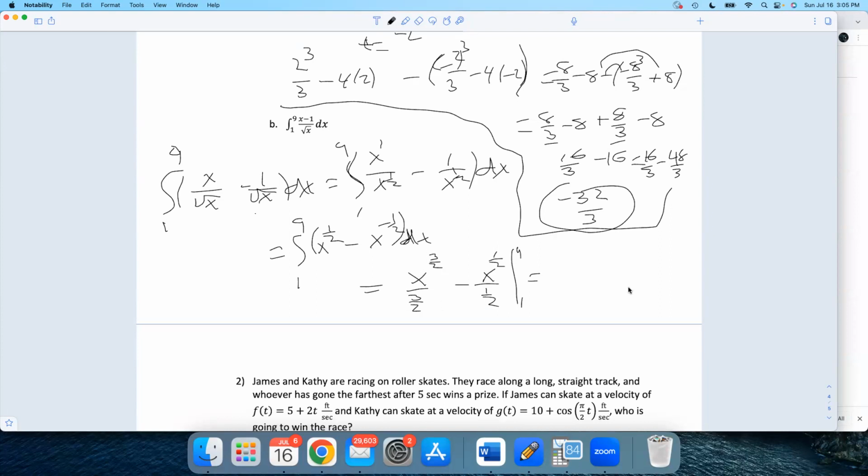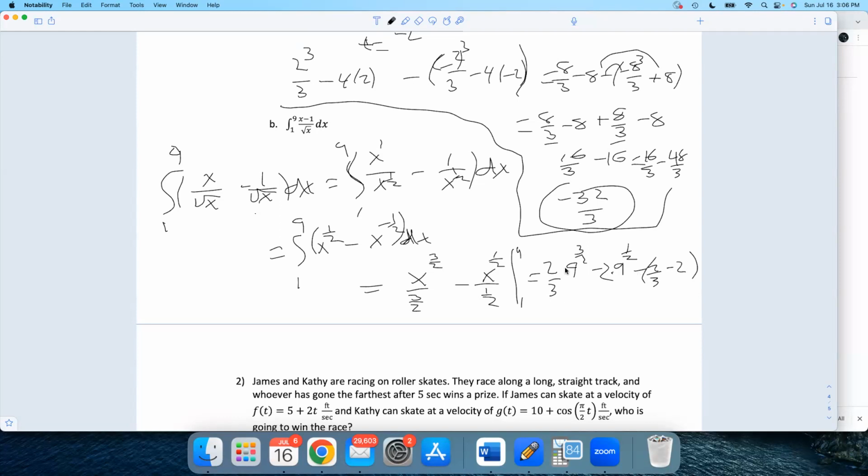Now, how do you divide by a fraction? Keep, change, flip. That will be 2/3. I'm going to go ahead and plug in the 9 to both of these. So 9 to the 3/2 power minus, keep, change, flip here. This will be 2. Oops. 9 to the 1/2 power minus, and in parentheses, same thing, 2/3. 1 to any power is just 1. The square root of 1 is just 1. We get a minus 2.